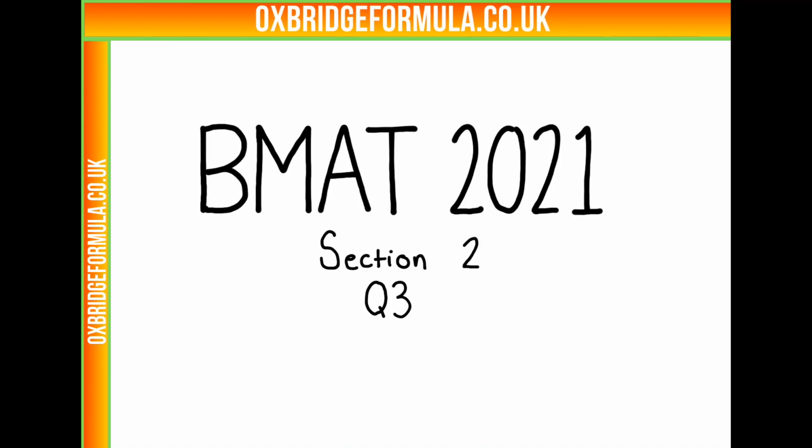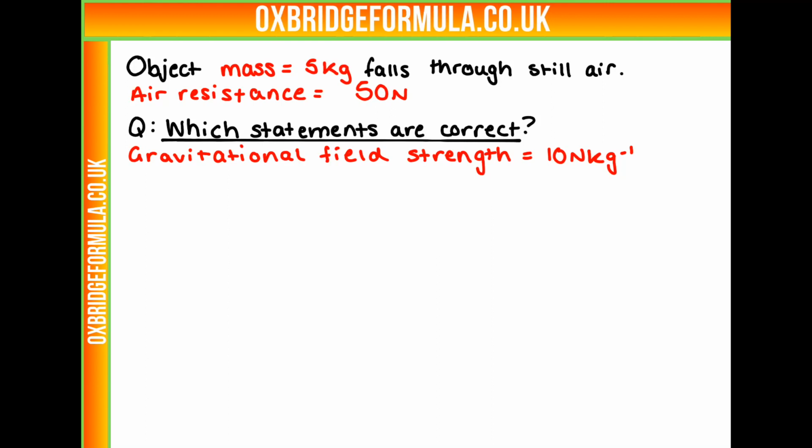This is BMAT 2021, Section 2, Question 3. So we have an object of mass 5 kilograms falling through still air. The air resistance on this object is 50 newtons, and we have to work out which statements are correct.